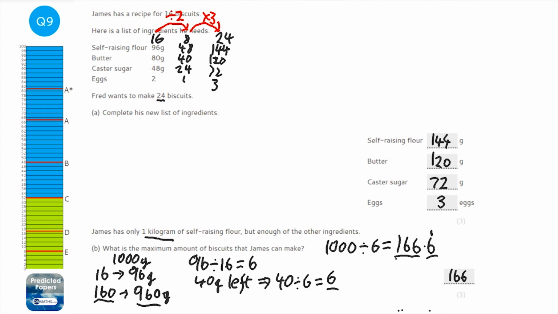So you can do this with or without a calculator. First thing really is to work out how much flour 1 biscuit needs, which was 6 grams, which we worked out here. And find out how many 6s there are in 1000.